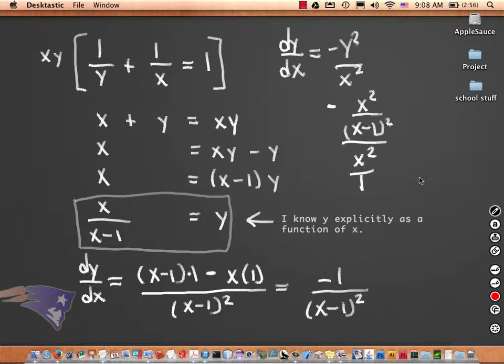Oh, so then they cancel out. So this is over 1. It reciprocates. They divide away. And I'm left with negative 1 over x minus 1 squared.